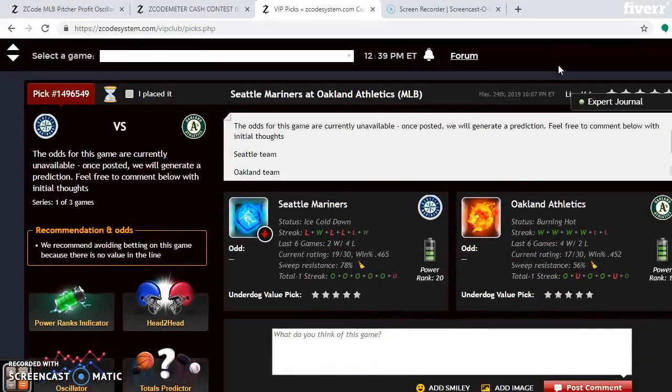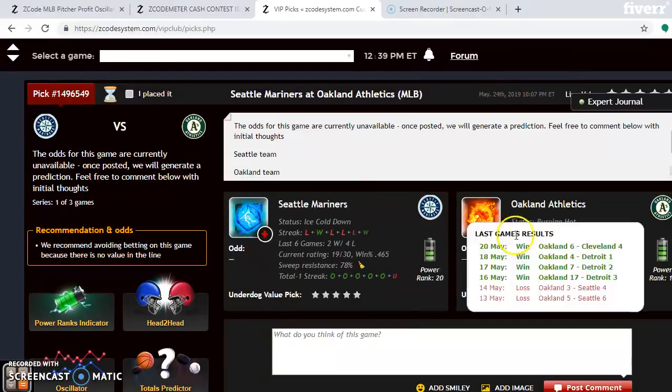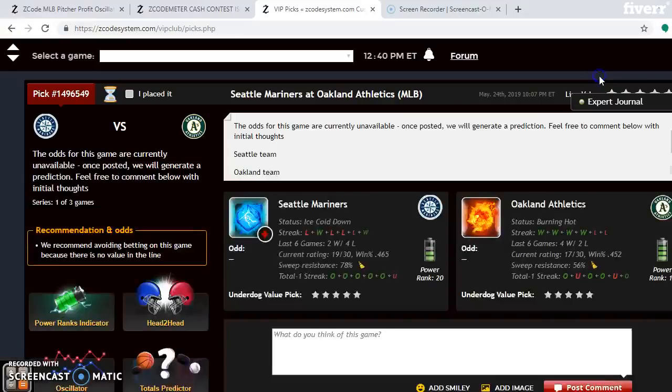Oh, here's one that's good for Seattle and Oakland. Seattle was playing well early, but right now you can see they are ice cold. They have lost 4 out of their last 6, and are in last place in the AL West. On the other hand, Oakland has won their last 4, and they are now 3rd in the Western Division. If you look at the power rankings indicator, you see that Oakland has overtaken Seattle on this huge upward trend. They're at plus 17. Seattle is at plus 11.